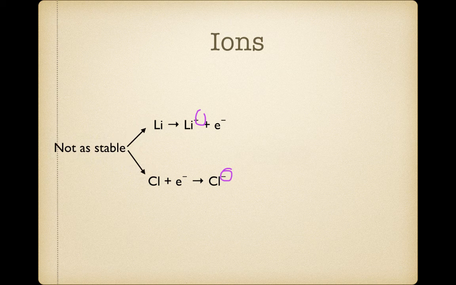Now, why do they do that? Well, it has to do with stability. The atoms there, lithium and chlorine as atoms, are less stable than their ions are. So lithium plus ion is more stable than a lithium atom, and chloride minus ion is more stable than the chlorine atom.